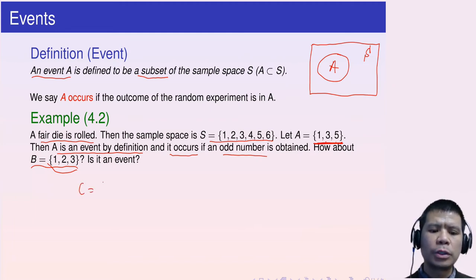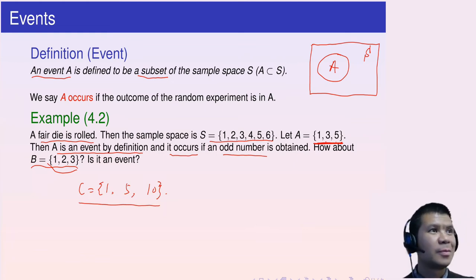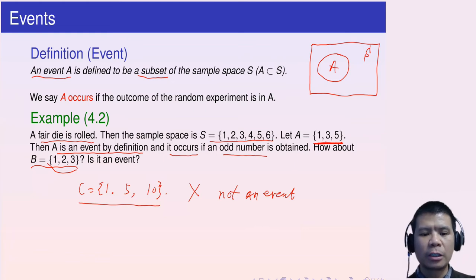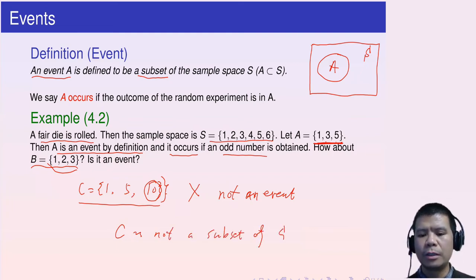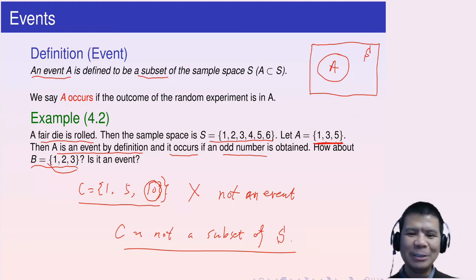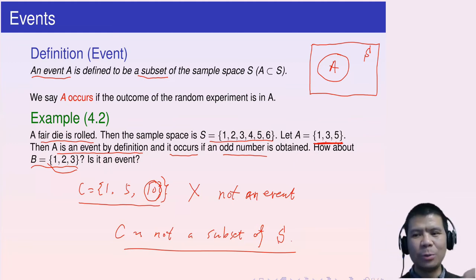How about this one? C equals 1, 5, and 10. Is this an event? No. This is not an event of this random experiment. Why? Because the existence of 10 makes C not a subset of S. So therefore C is not a random event. I hope that is clear now. So what do we mean by event? An event is a subset of the sample space, and we say this event occurs if the outcome is in A.